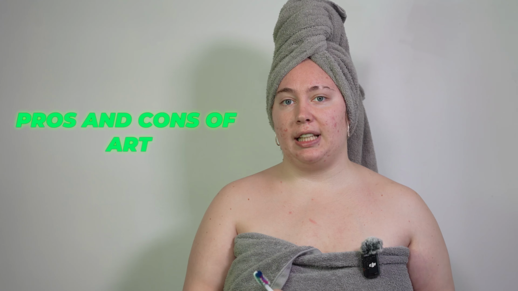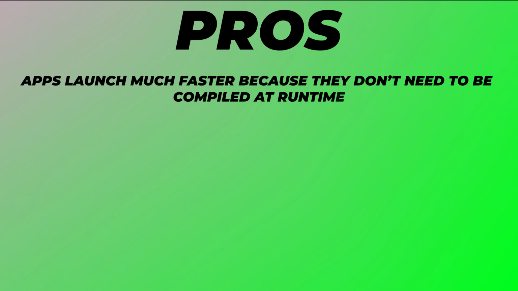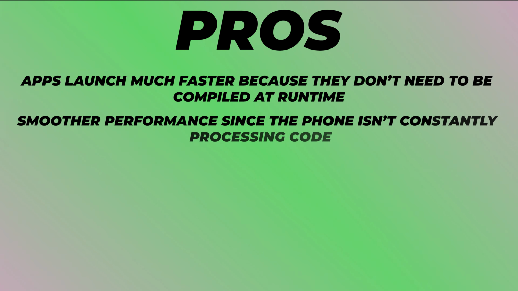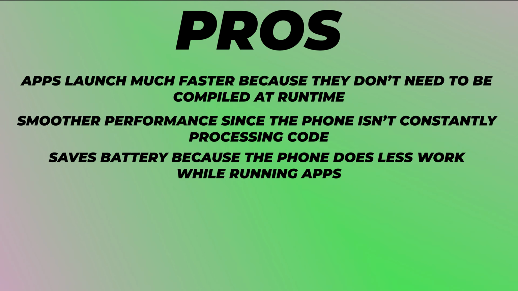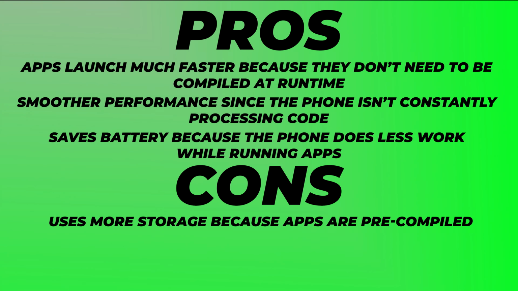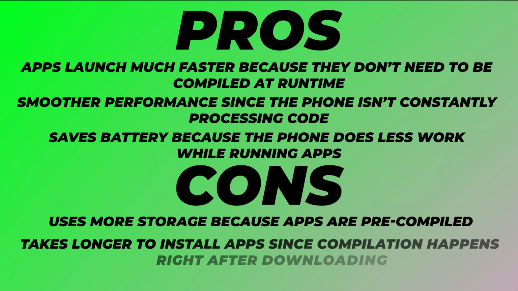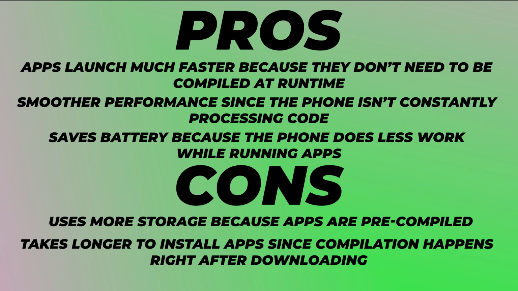Pros and cons of ART. Pros: apps launch much faster because they don't need to be compiled at runtime. Smoother performance since the app isn't constantly processing code. Saves battery because the phone does less work while running apps. Cons: uses more storage because apps are precompiled. Takes longer to install apps since compilation happens right after downloading. But overall, ART made Android much faster and more efficient, which is why it completely replaced Dalvik.